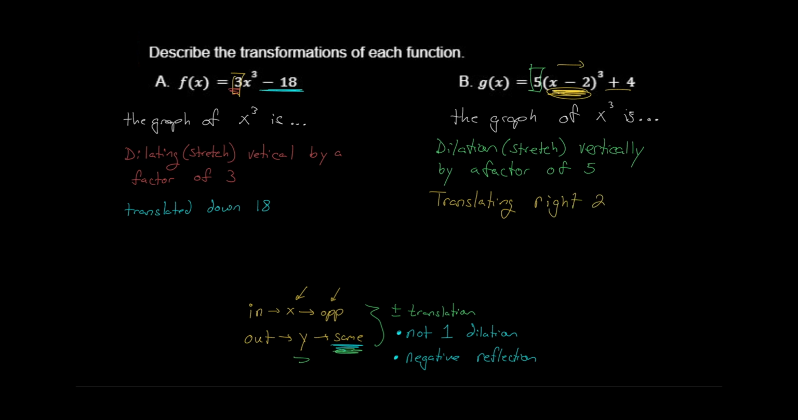So it can move right 2. And then we are also adding 4 on the outside. So outside affects the y values, but in the same way as what you would expect. So since we are adding 4 to y's, it's going to be moving up 4 units. And there we go.